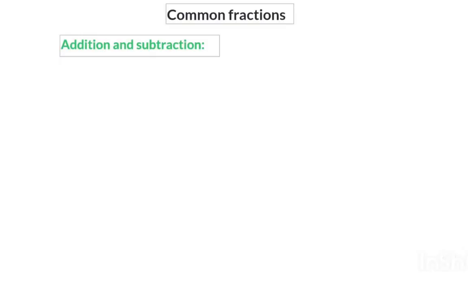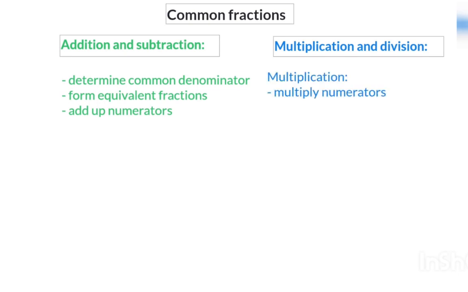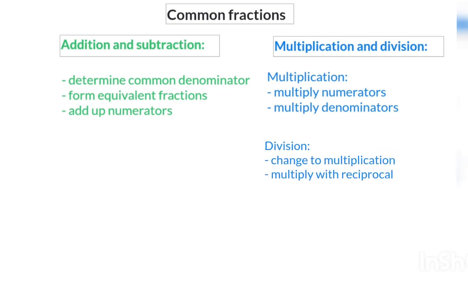Before we go and have a look at mixed calculations, it is important to remember that when adding and subtracting common fractions, you start off by determining the common denominator, then you form equivalent fractions, and then you add the numerators. When multiplying fractions, you multiply the numerators and you multiply the denominators. And when you have a division sign, you will change it to multiplication and then multiply with the reciprocal.